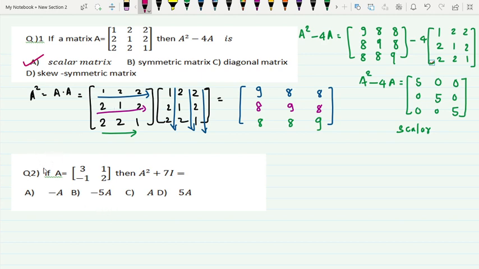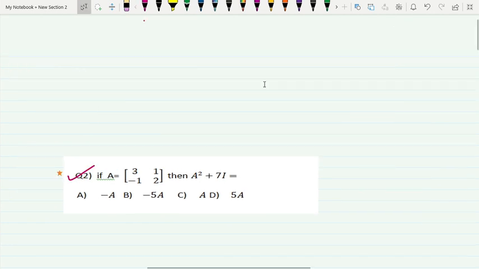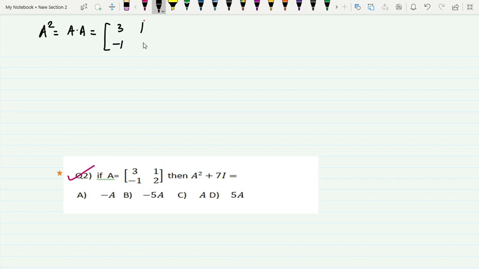Next question, that is question number 2. What is question number 2? Given matrix A, A square plus 7I is equal to how much? So let's find A square here. A square will be what? A square is equal to A into A. What will this matrix be? A is 3, minus 1, 1, 2. Again the same matrix we multiply here.